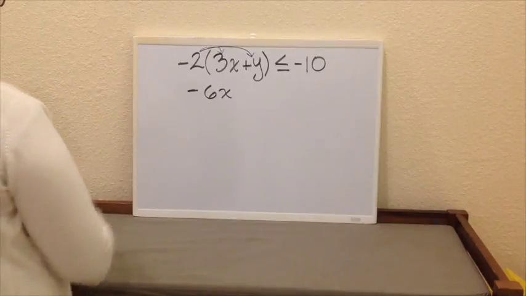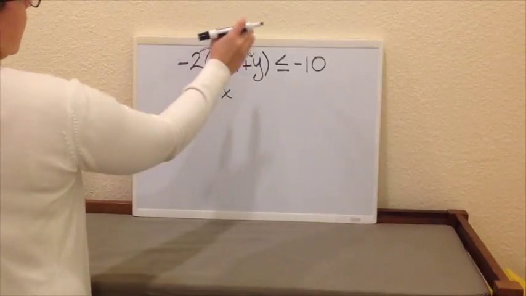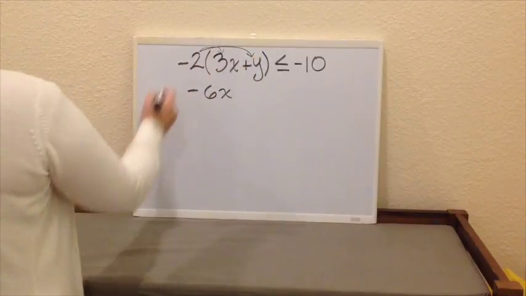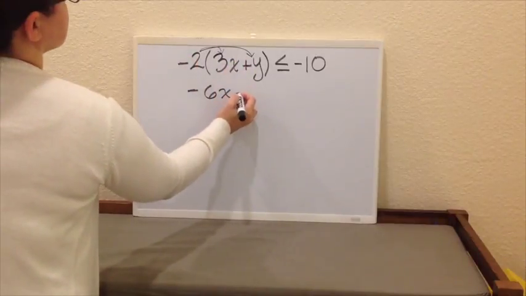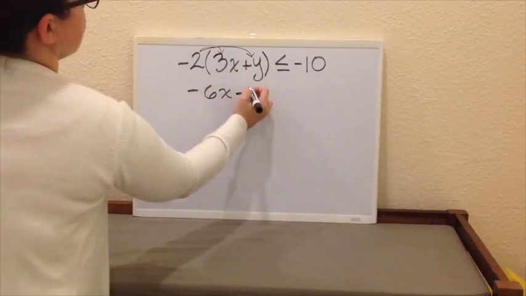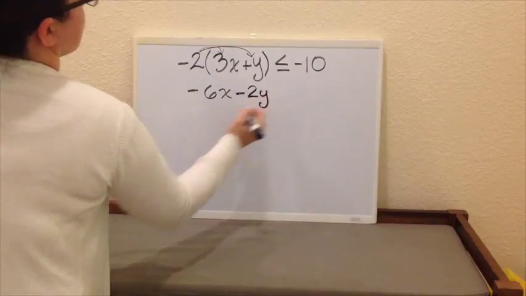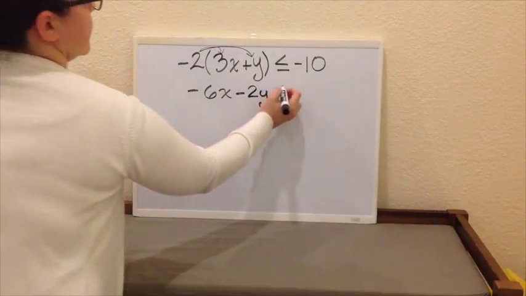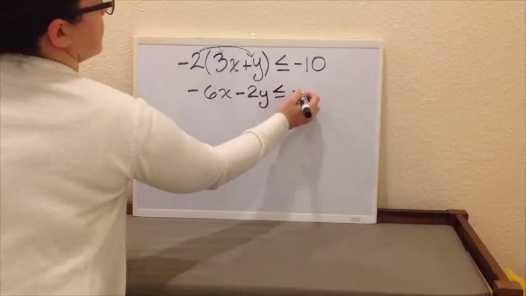I'm going to do exactly the same now with the y. So I have negative 2 times y. Again, negative times a positive equals a negative. 2 times y equals 2y. And then the rest of the inequality remains exactly the same as before.